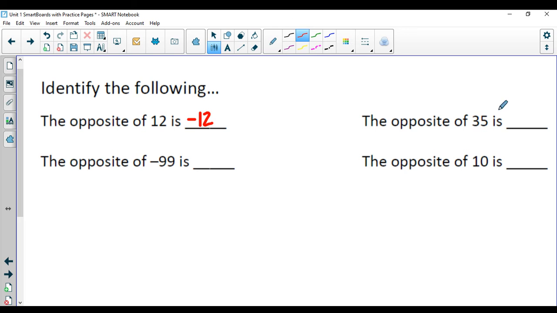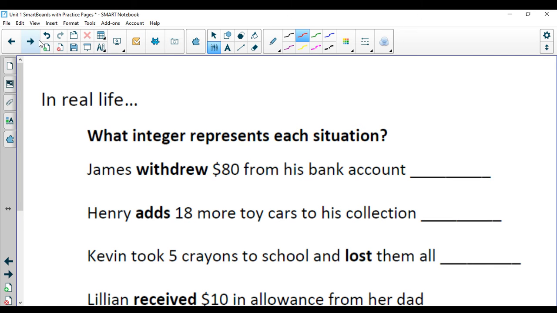If you have a 35, your opposite is a negative 35. If you have a negative 99, its opposite is a positive 99. And the opposite of 10 is going to be a negative 10. Relatively easy to identify those.